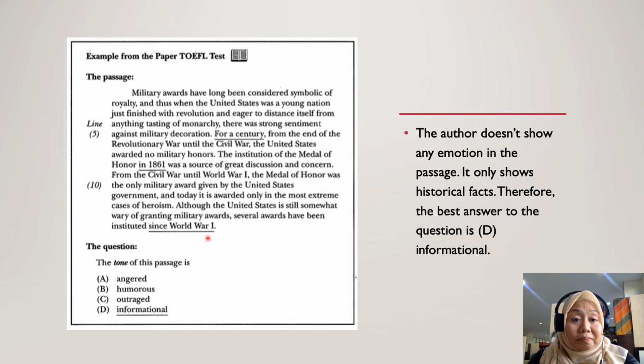Here in this passage, the author doesn't show any emotions. It only shows historical facts. Let's see. This is for a century from the end of the Revolutionary War until the Civil War, the United States awarded no military honors. And then the second paragraph, the second clue is here: honor in 1861 was a source of great discussion and concern.